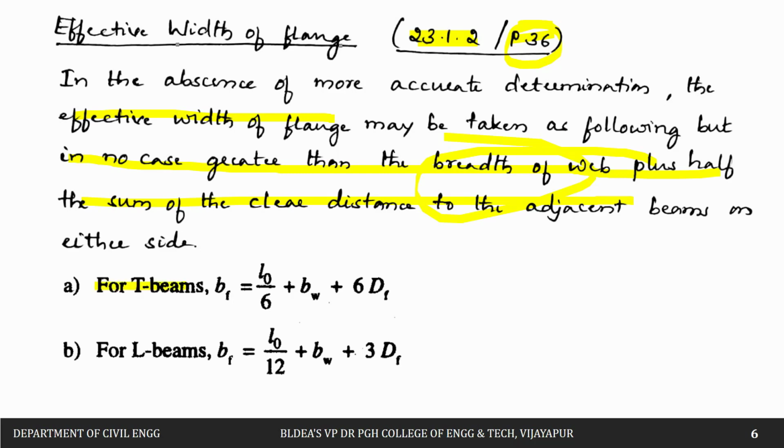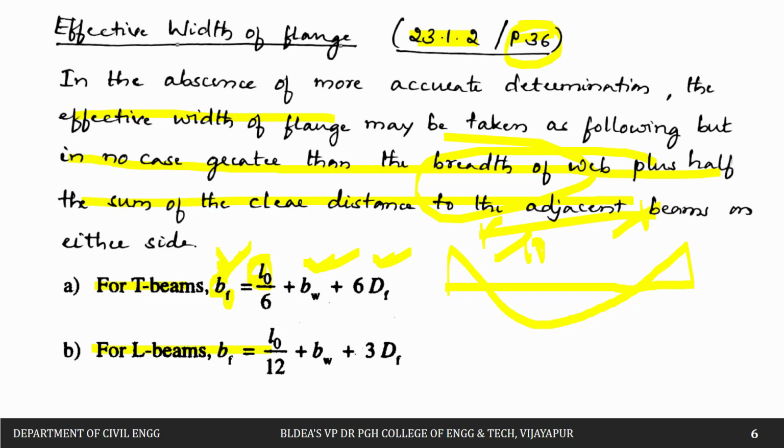So for T beams, how do we calculate? bf, where b is width and f is for flange, is the width of the flange, equal to L0 by 6 plus bw plus 6 times df. Here bw is the width of the web, and df is the depth of the flange. Now what is this L0? For example, if this is the beam and you have a bending moment diagram somewhat like this, this distance is called L0.